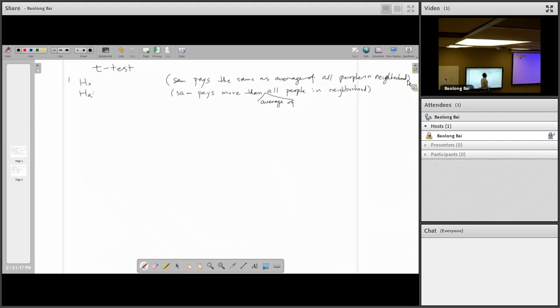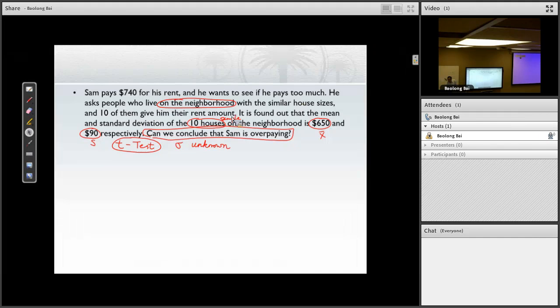Right? So now how do we write this in symbols? So here is a little trick, don't get confused. So the average of all the people in the neighborhood is your population. And the 10 people that Sam asked are the sample, right? So the average of the population is mu. Then how much does Sam pay? We already know how much Sam pays. Sam pays 740, right?